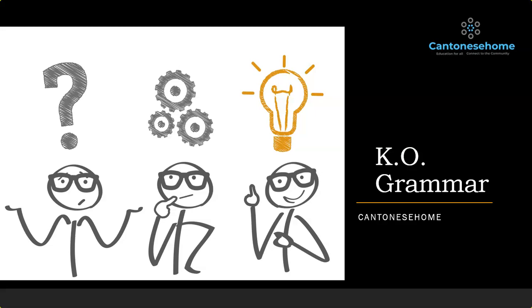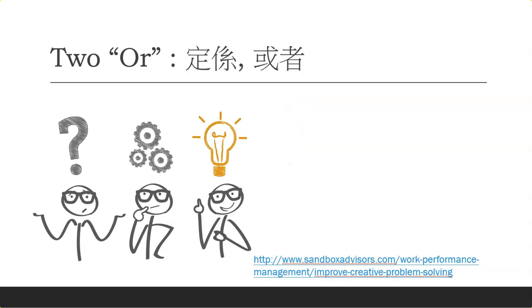So only when my student and I face a Cantonese grammar issue, then we will talk about it. This time we talk about "or" in Cantonese and Mandarin as well. In Cantonese we have 定係 and 或者.